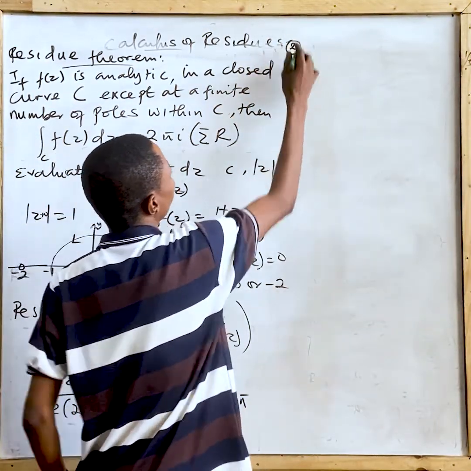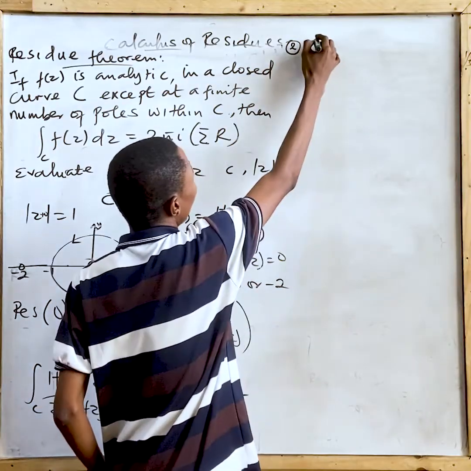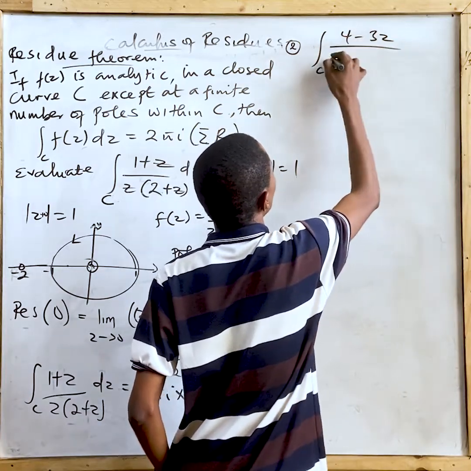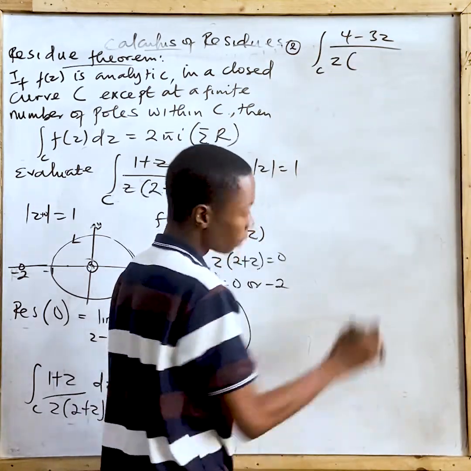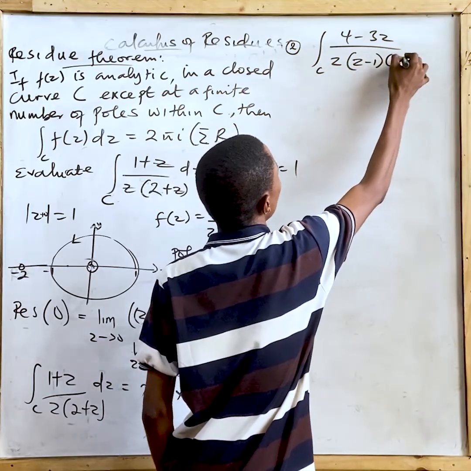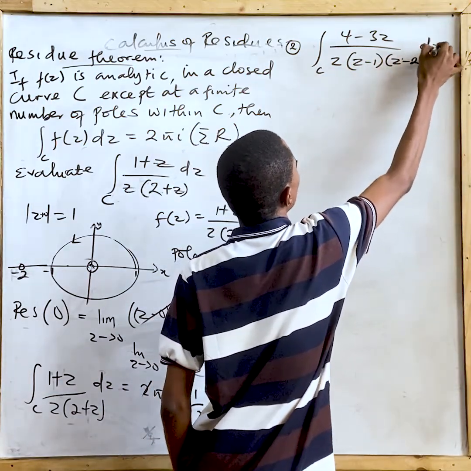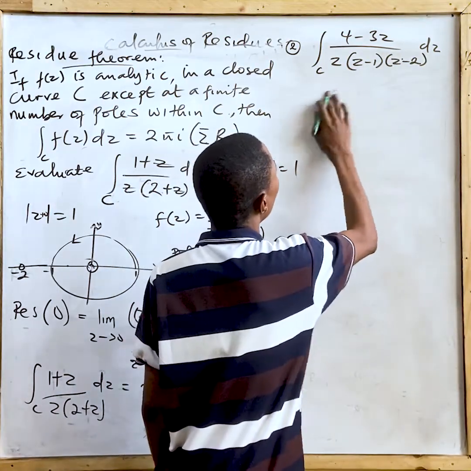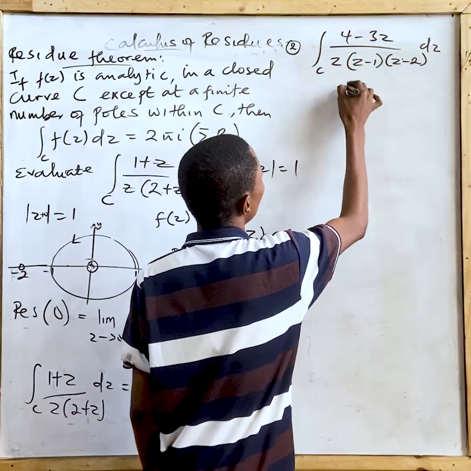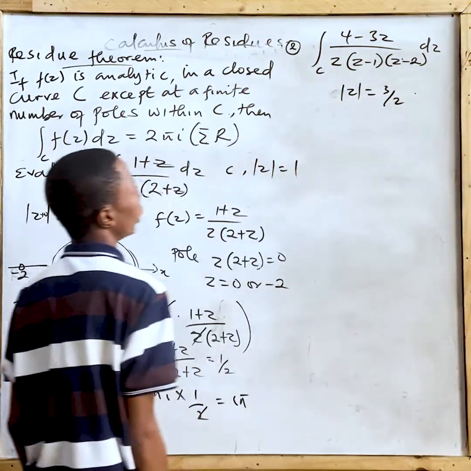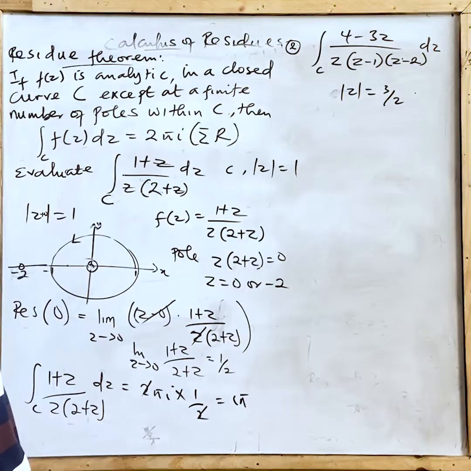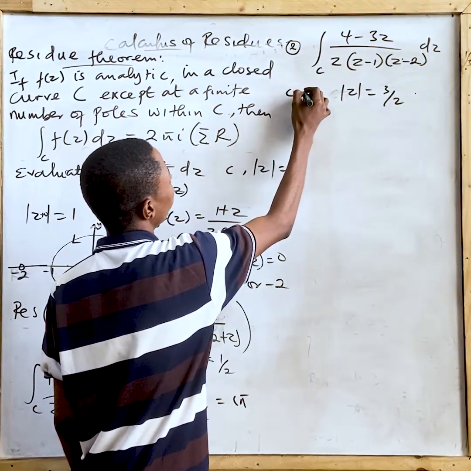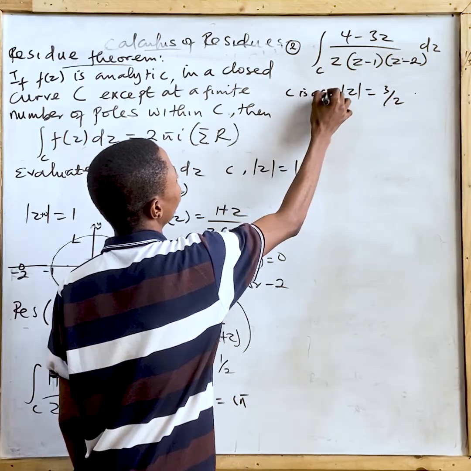Example 2 on residue theorem. So let's evaluate, integrate (4 minus 3Z) divided by Z minus 1, Z minus 2, dz, where C is a circle such that the absolute value of Z equals 3 over 2. So this is the part. Absolute value of Z equals 3 over 2. C is a circle.